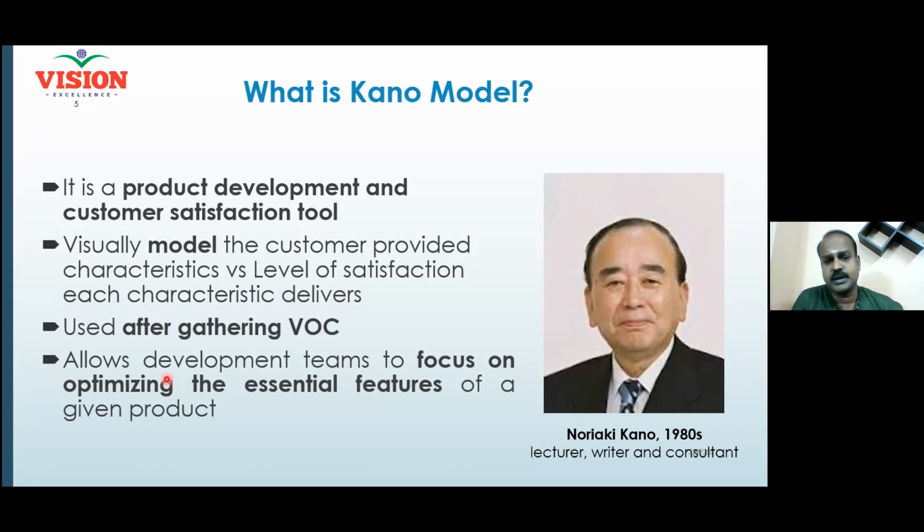So the Kano model allows the development team to focus on optimizing the essential features of a given product, right? So you put all your energy into seeing to it that you actually develop a product with characteristics which your customer finds valuable, be it whatever category it is. If your customers are not able to appreciate it, there is no point in putting your energy there. So this beautiful tool, the Kano model, was developed in the 1980s by a Japanese professor called Noriaki Kano, right?